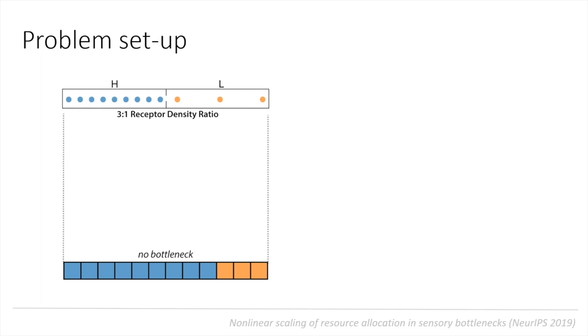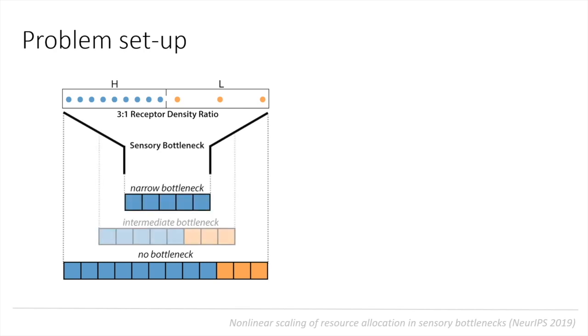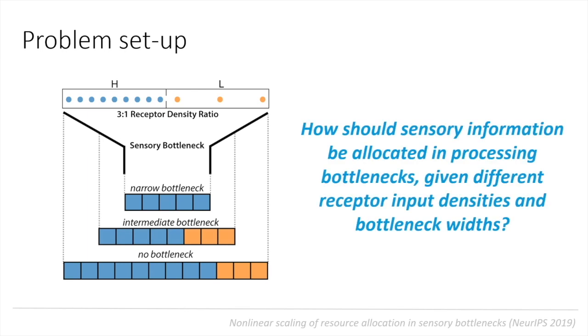What happens when we have fewer outputs than inputs, that is, in the case of a bottleneck, and how does the representation change depending on the width of the bottleneck? We investigated these questions using an efficient coding model that maximizes overall information transmission.